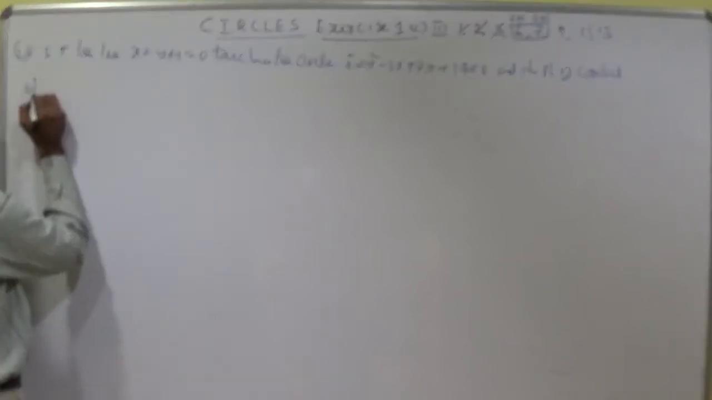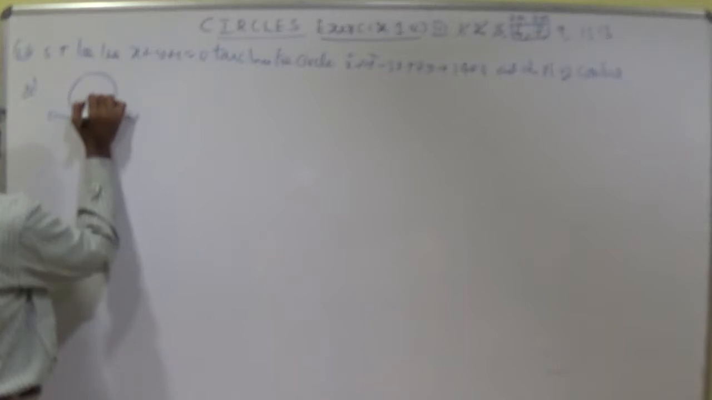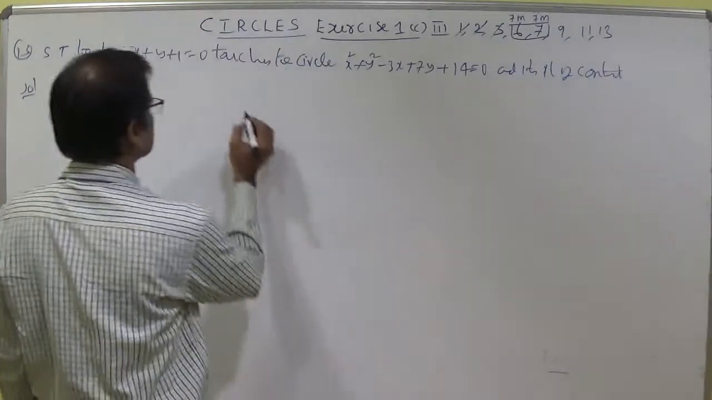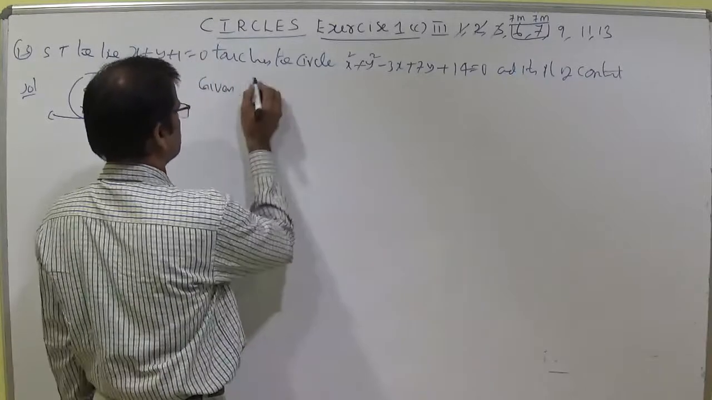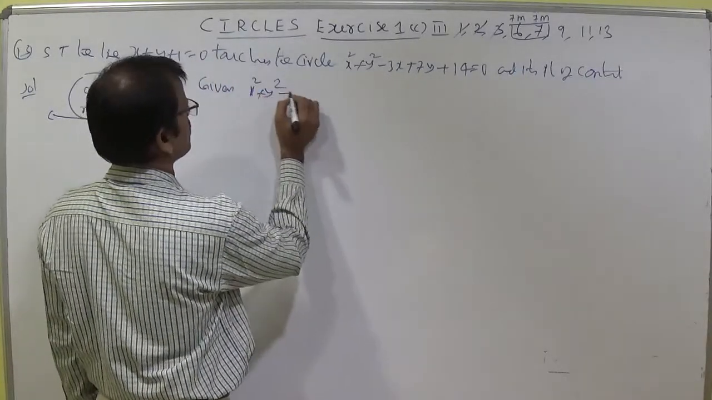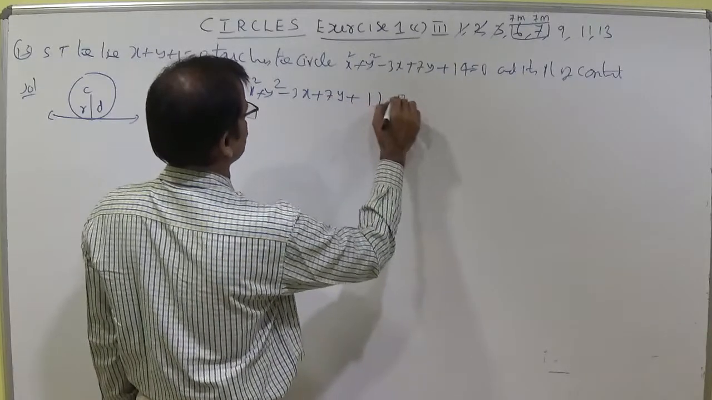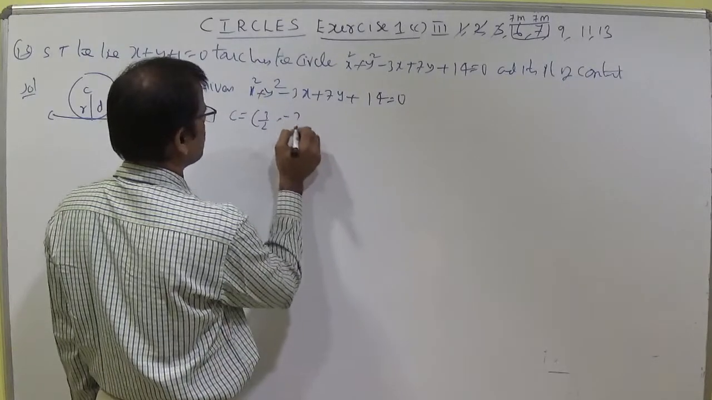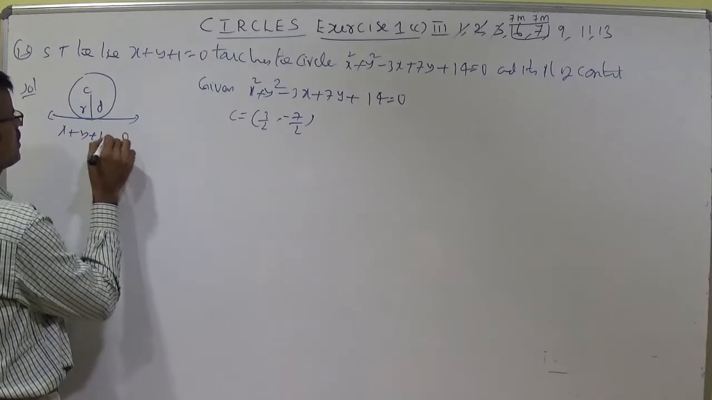If a circle touches the line, you should know the condition R is equal to D. Students, for objective I am discussing all these sums, even though you can do the sums, because level 1 you should do in objective. The circle is x square plus y square minus 3x plus 7y plus 14 equal to 0. Center I am writing here as (3 by 2, minus 7 by 2). The line is x plus y plus 1 equal to 0.